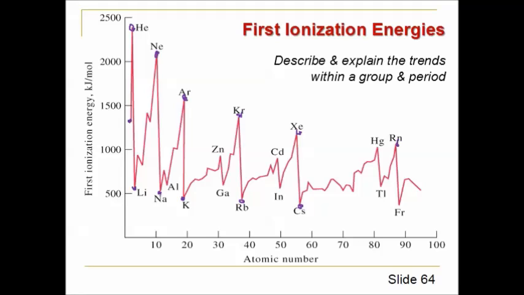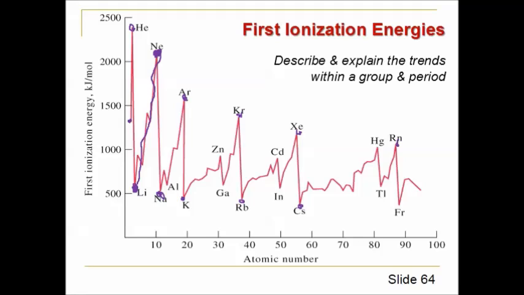Well, let's find a period on this table. Here's lithium, which is the start of period number 2, and neon is at the end of period number 2. There's a couple of blips along the way, but basically as you go from lithium to neon, the general trend is to increase in first ionization energy. So the price you need to pay to take away the valence electron gets higher and higher as you go across the row. It gets harder to take away valence electrons when you move across the table.